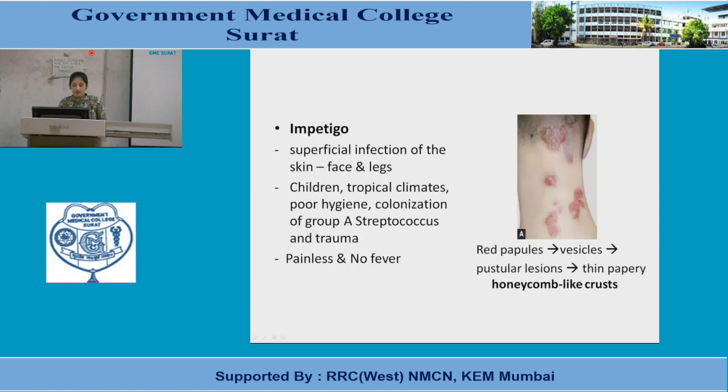This picture shows impetigo, a skin and soft tissue infection. It is a superficial infection of the skin over the face and legs. It is most common in children, tropical climates, poor hygienic conditions, and overcrowding, with colonization by group A streptococci. It is painless, with no fever. You can see reddish papules which form into vesicles and pus-producing lesions, appearing thin and papery. Lastly, there are honeycomb crust-like lesions.